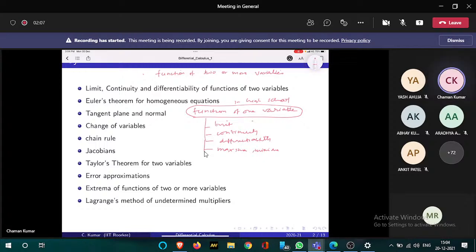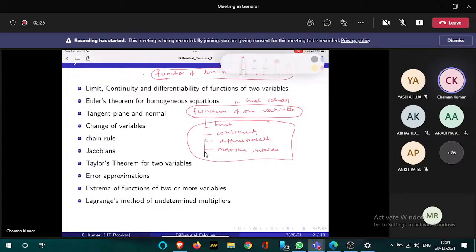The same thing we will discuss for a function of two or more variables. But this generalization is not that straightforward. It's not a trivial generalization. You'll see several new things coming up and new ways to tackle this generalization.